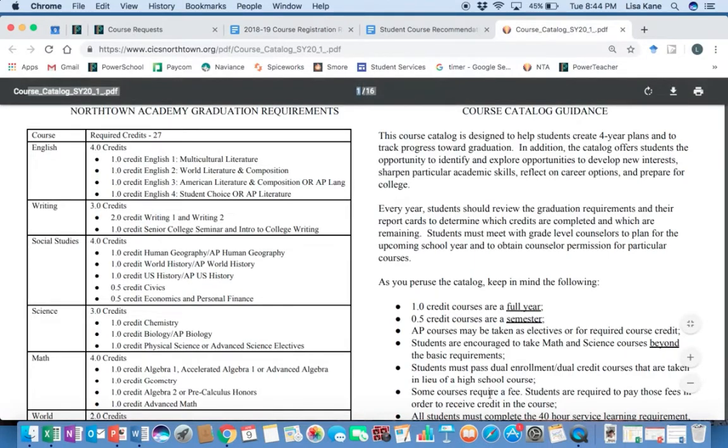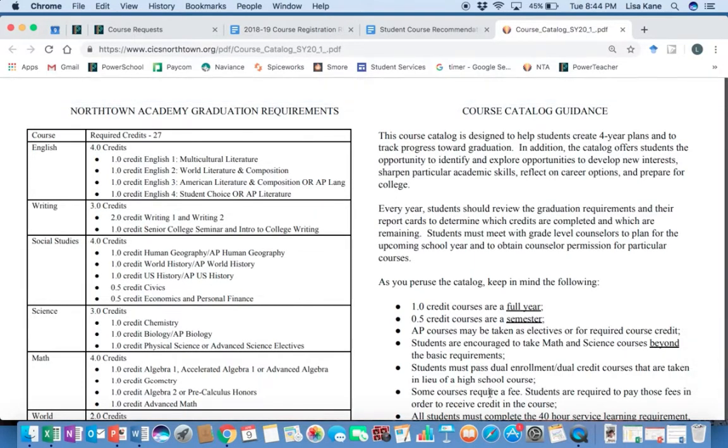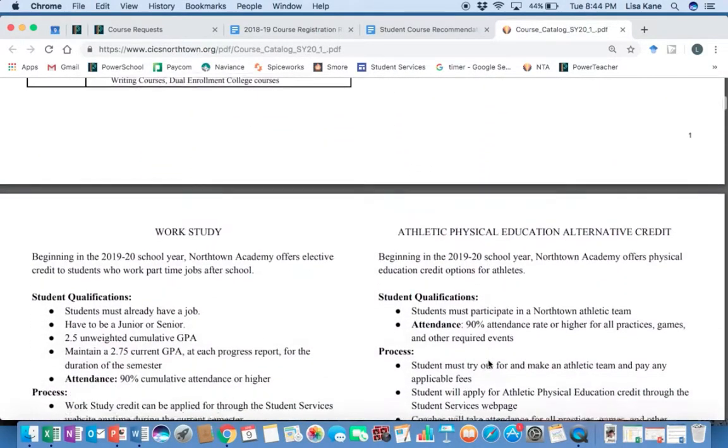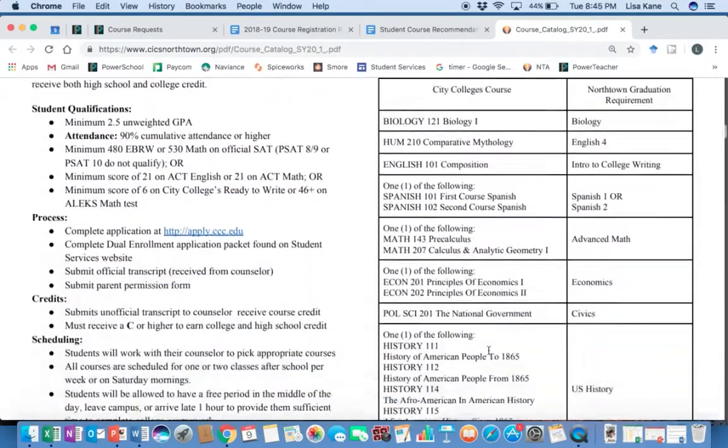But now let's talk about what classes you're going to be taking. When we're thinking about classes for next year, some of those classes are going to be graduation requirements and some of those classes are going to be electives. The first class I'm going to talk you through are your English classes.